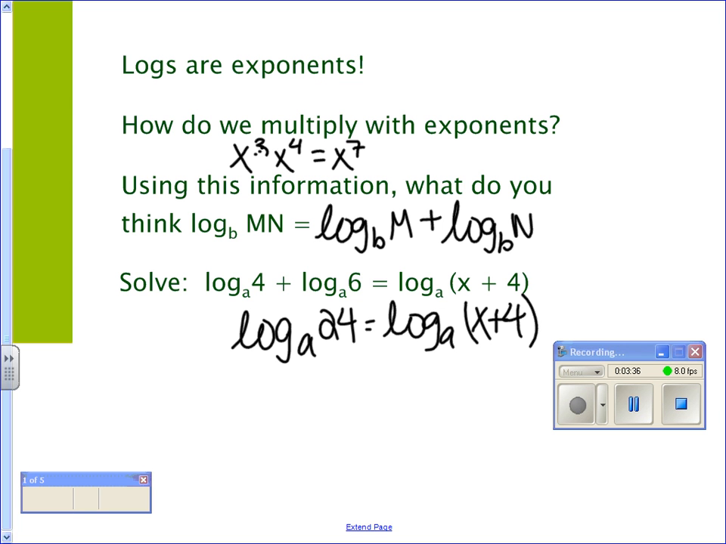How could we solve for x? How did Ronnie do that? What did she do? She said 24 equals x plus 4. Log base a of 24 equals log base a of x plus 4. So 24 has to be the same thing as x plus 4. Does that make sense? If the two logs are equal and they have the same base, the arguments have to be the same. Does that make sense? So x would have to be. Any questions?